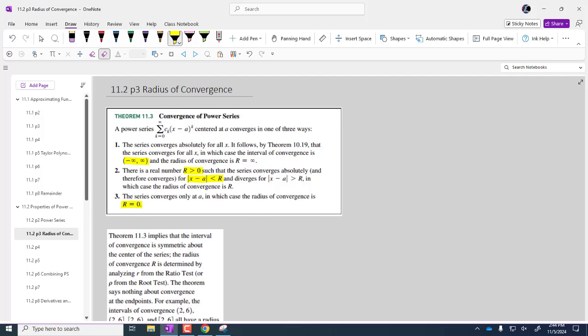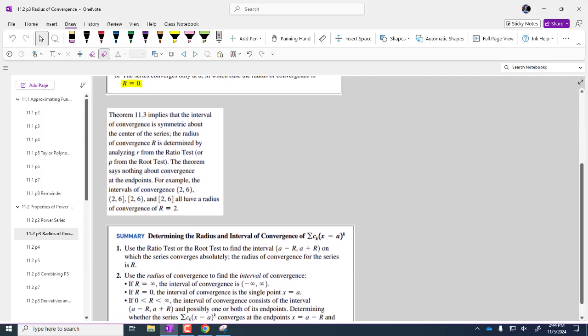Is that why they call it complex? Maybe. That's a good one. It is complex.